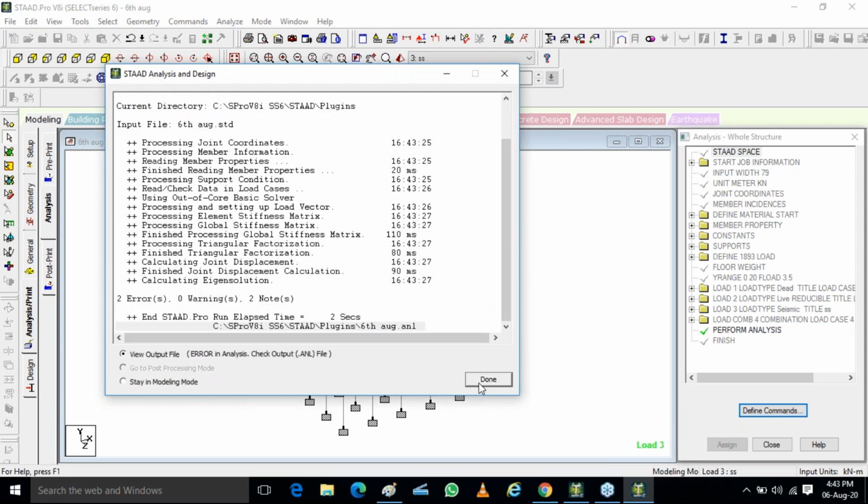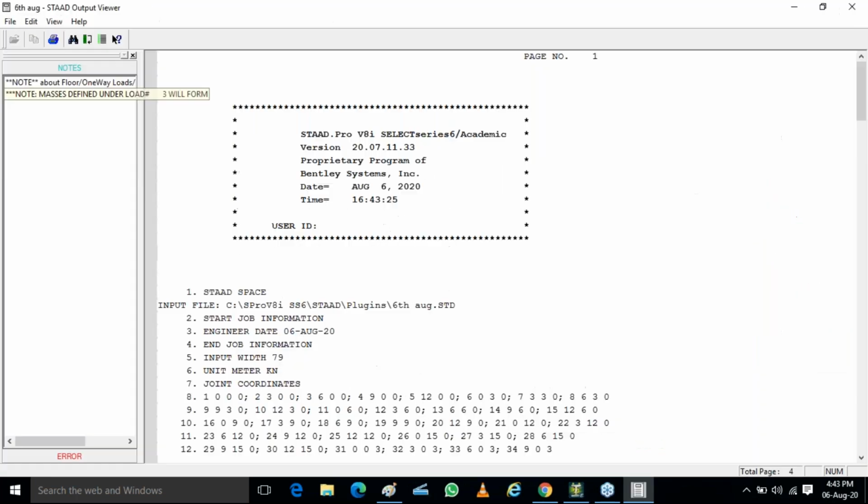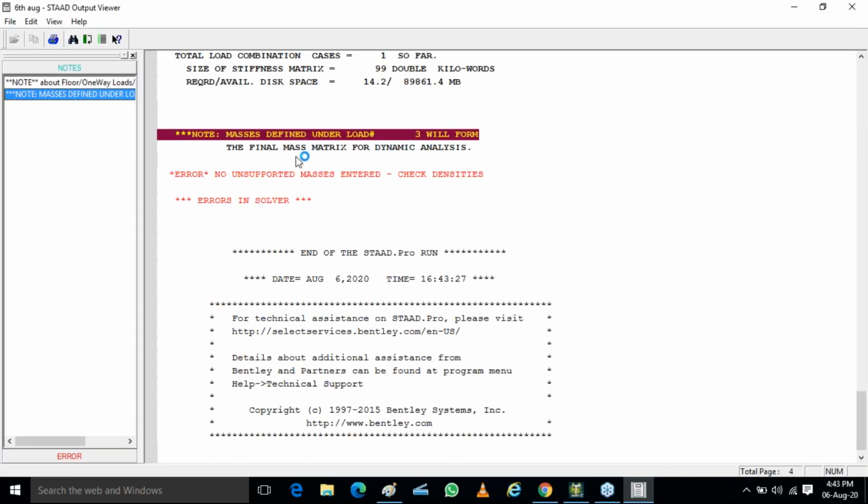Okay, now I'm having two errors. I'll see those errors. What are these errors? Okay, mass defined under loads 3 will form a final mass matrix. For dynamic, no unsupported masses entered. Check that densities. Okay.